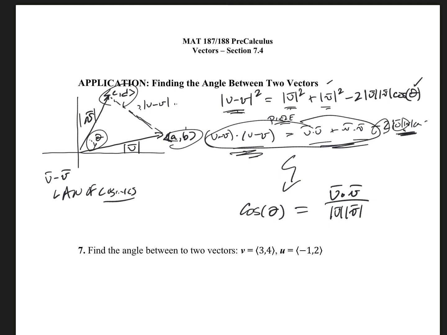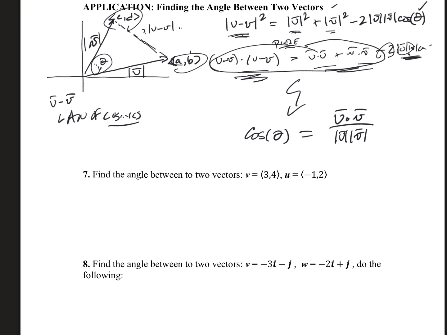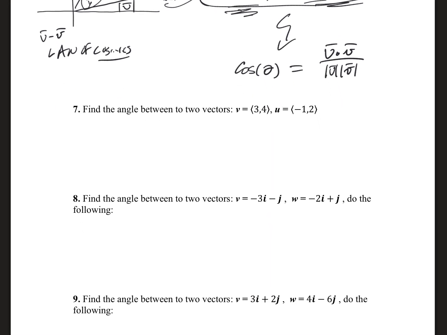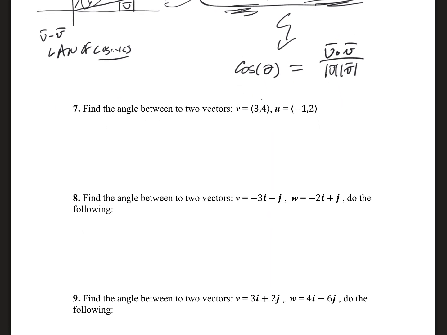All right, so let me go ahead and do the first example then. So with our first example, we've got the vector v is 3, 4, and the vector u is -1, 2. So in order to find the angle between these two, I definitely need to find their magnitudes and I need to find their dot product. And then we basically take the inverse cosine of that. So the dot product here would be 3, 4 dotted with -1, 2. So we end up with -3 plus 8. We end up with 5.